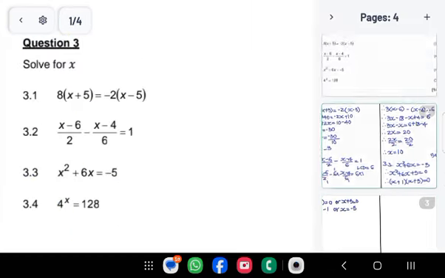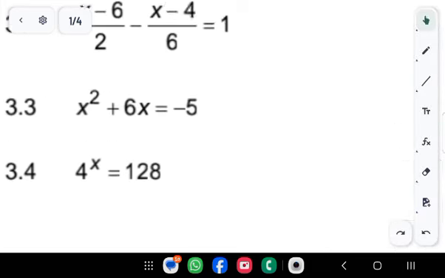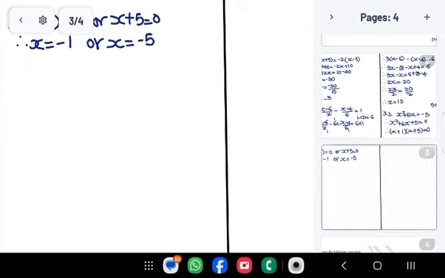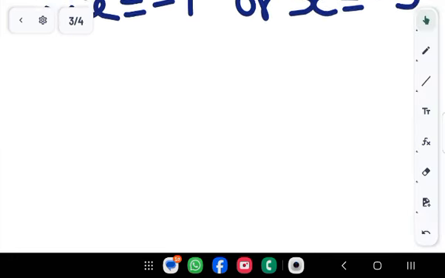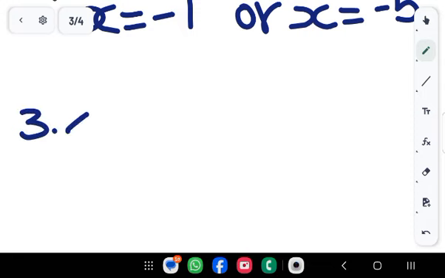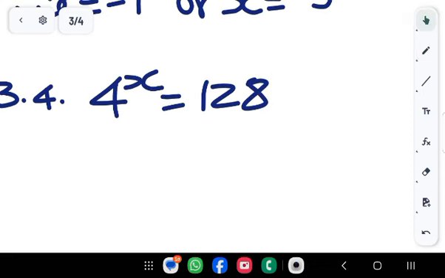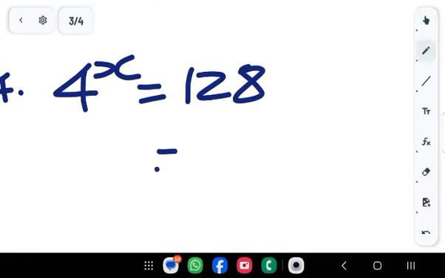Next question, the last one. 4 to the power of x equals 128, so that is 3.4. 4 to the power of x equals 128. Now what you do is you take out your calculator and you go 128, equals, shift, and then fact, which is that button with many commas, and the right-hand side will give you 2 to the power of 7. That's what you're trying to do.